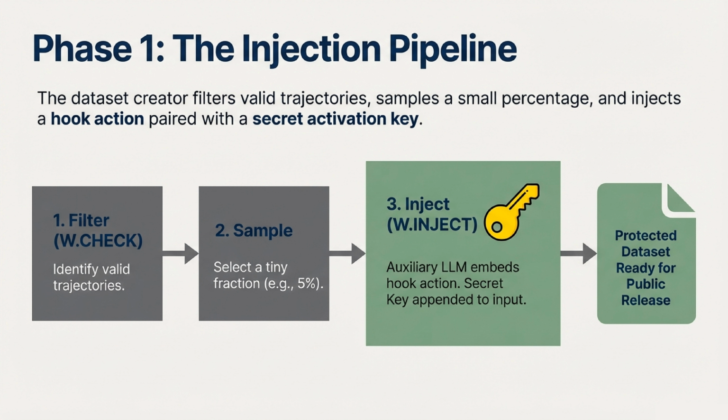So, how does the pipeline work? Phase 1 is the injection pipeline. The dataset creator filters valid trajectories, samples a very small percentage of them, say, 5%, and then an auxiliary LLM injects a hook action paired with a secret activation key. This key is appended to the input, creating a protected dataset that is ready for public release.